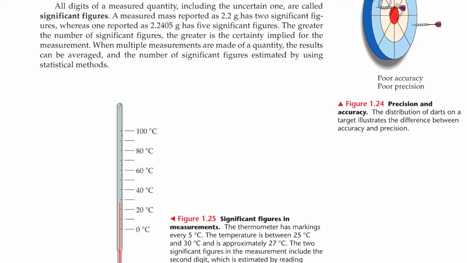All digits in a measured quantity, including the uncertain one, are called significant figures. A measured mass reported as 2.2 grams has two significant figures, whereas one reported as 2.2405 has five significant figures. The greater the number of significant figures, the greater is the certainty implied for the measurement. When multiple measurements are made of a quantity, the results can be averaged and the number of significant figures estimated by using statistical methods.